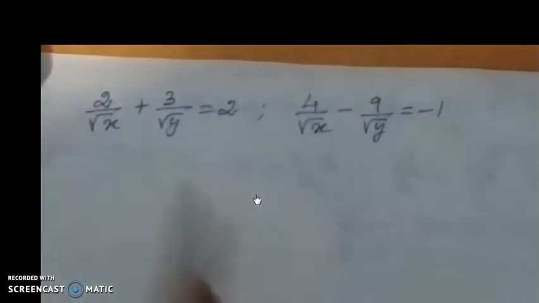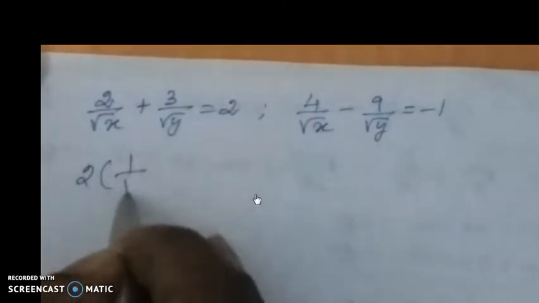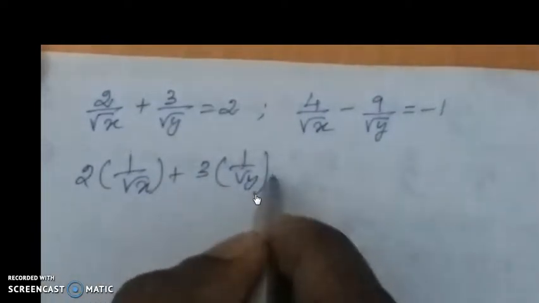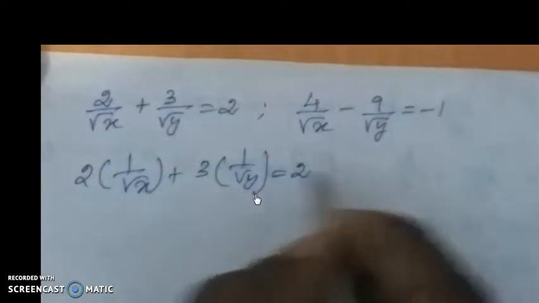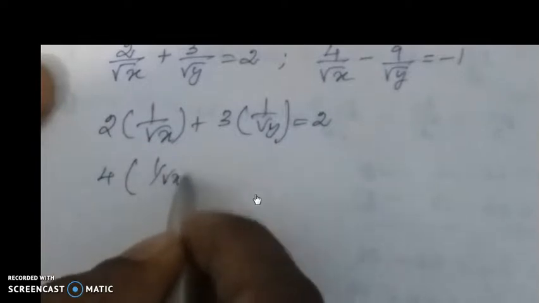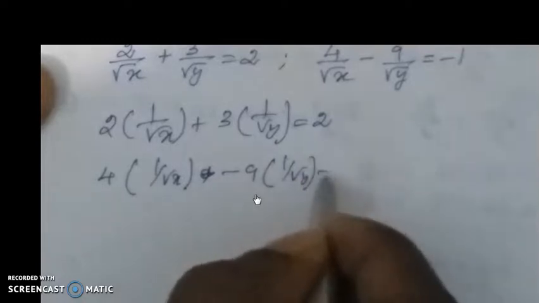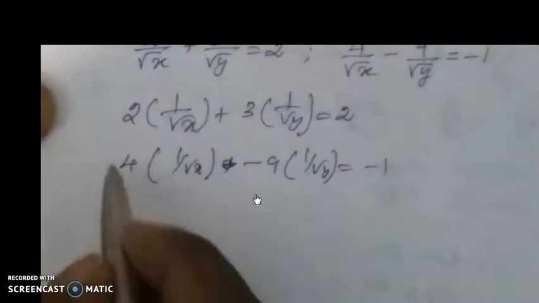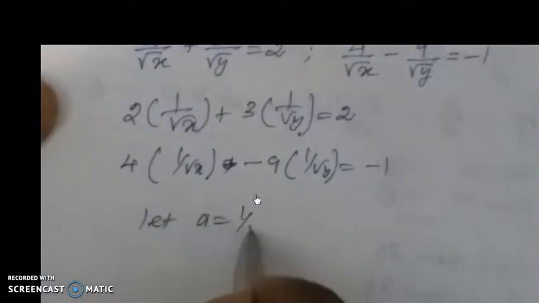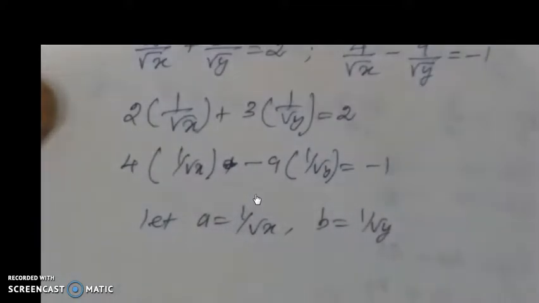So how can we take it? First we have to split the equation here. That is 2 into 1 by root of x plus 3 into 1 by root of y equals 2. And this one can be written as 4 into 1 by root of x minus 9 into 1 by root of y equals minus 1. Again, let a equal 1 by root of x and b equal 1 by root of y, as in the previous one.